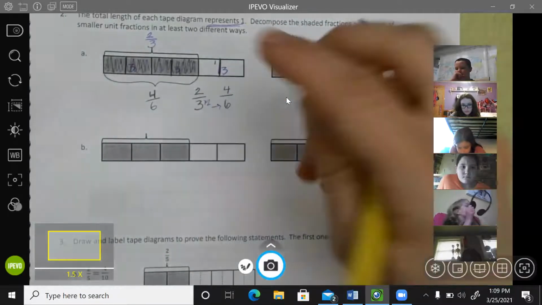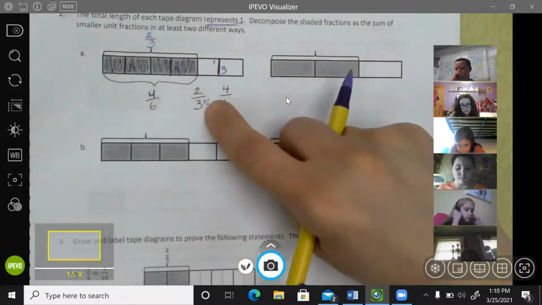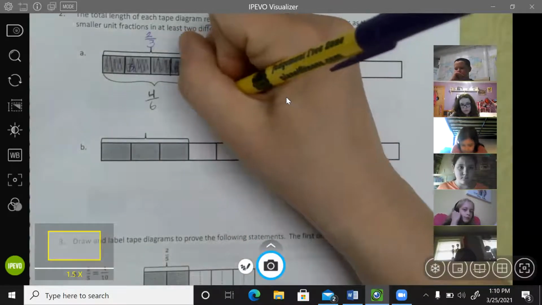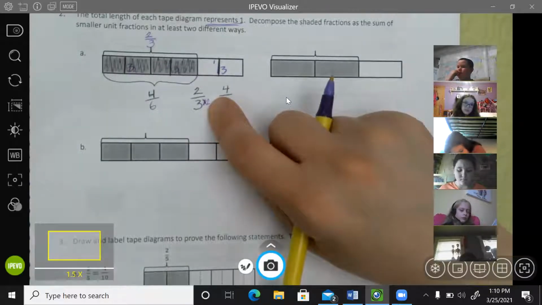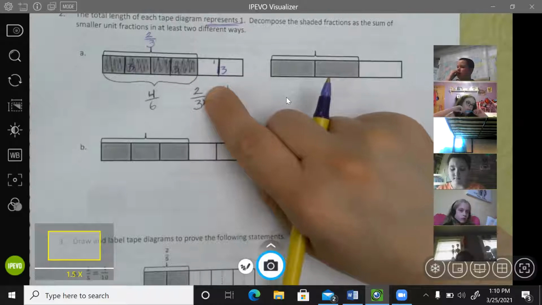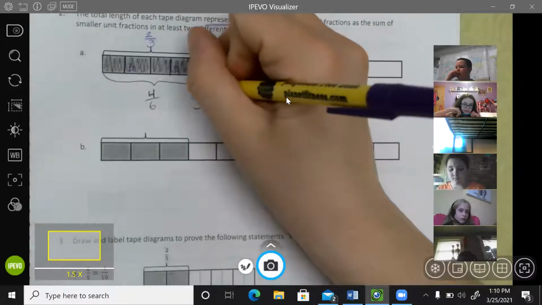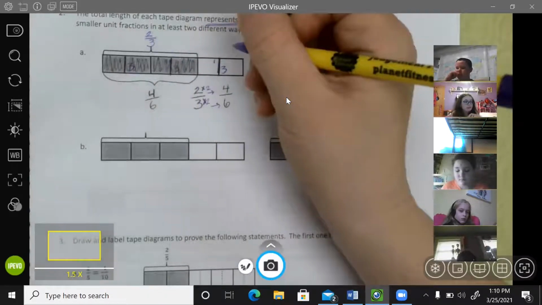I have to do the same thing to the top number to prove this. So Briley, what did I do to my denominator? 3. What did I do to my denominator? You timed it by 2. I multiply by 2. So what am I going to do to my numerator? Multiply by what? 2.